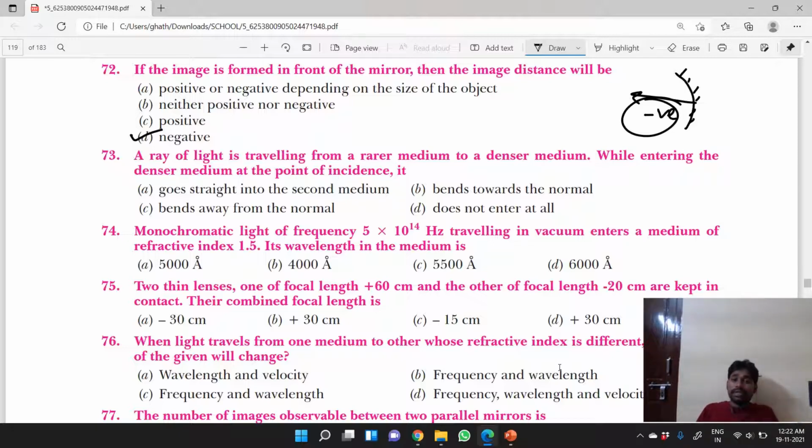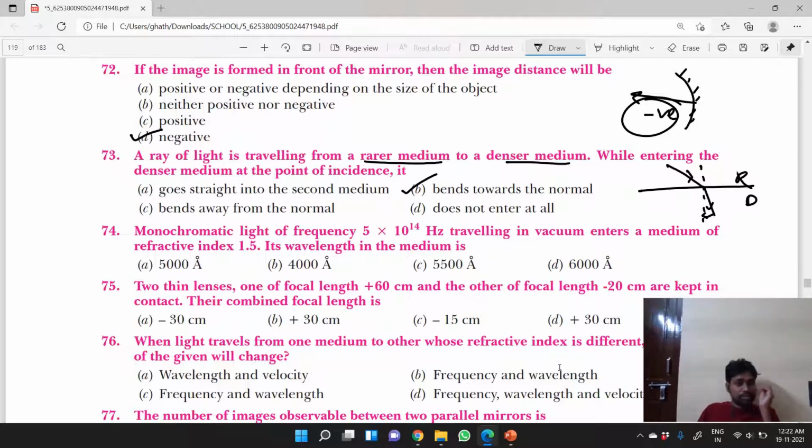A ray of light traveling from rarer medium to the denser medium. While entering the denser medium, at the point of incidence, the ray is bent towards the normal. This is the case where, going to denser, the ray is bent towards the normal.